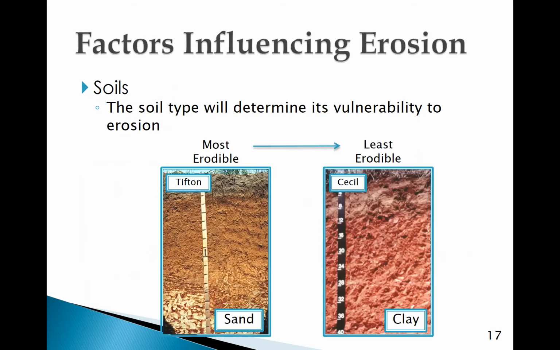Soil type is going to affect it as well. So this is a Tifton loamy sand, which is pretty much from Macon south. And then here in the northern half of the state, we're going to get more of the Cecil red clay type soil. And as you see, the Tifton is going to be more erodible, whereas the Cecil is going to be a little bit less erodible. And that all has to do with the compaction and the connectiveness of the soil particles.